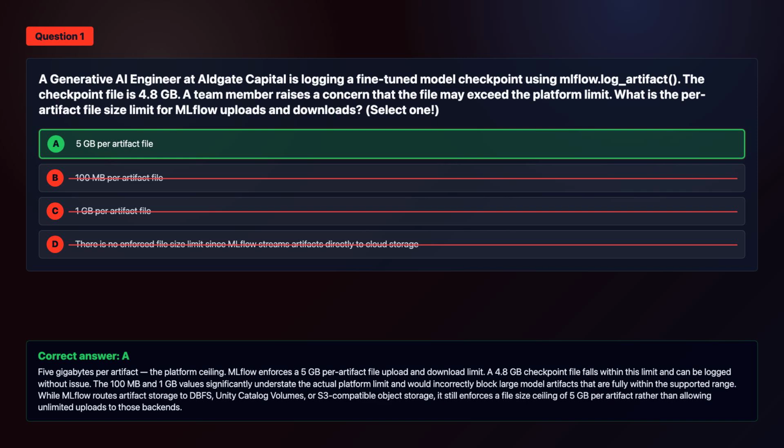The 100 MB and 1 GB values significantly understate the actual platform limit and would incorrectly block large model artifacts that are fully within the supported range. While MLflow routes artifact storage to DBFS, Unity Catalog Volumes, or S3 compatible object storage, it still enforces a file size ceiling of 5 GB per artifact, rather than allowing unlimited uploads to those backends.